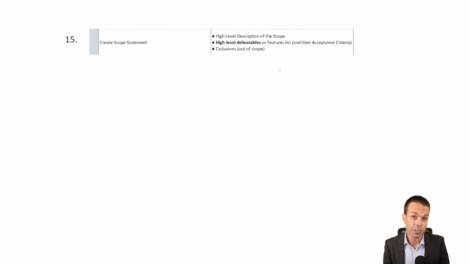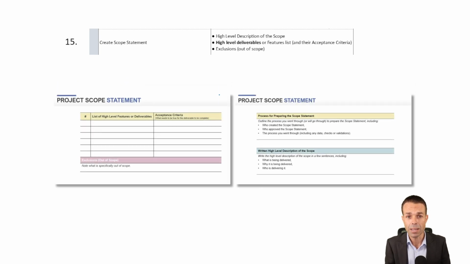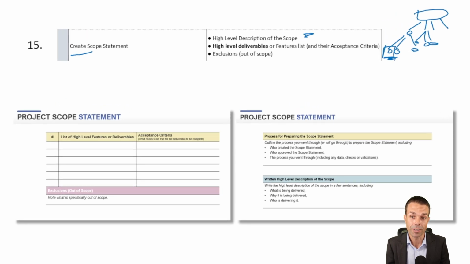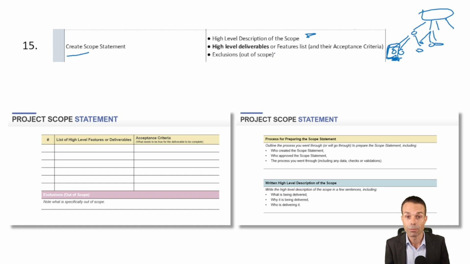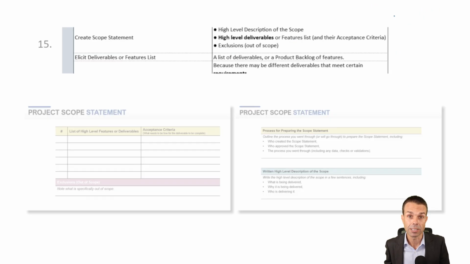Our next step in scope is to create the scope statement, which is just a high-level description of the scope. So we're starting high level and we're going to be breaking this down into more and more detailed deliverables until we get to the level where someone can actually work on it and complete it. So the high-level deliverables or the features list is also something we'll create here, and any exclusions. So just a high-level features list is how we start.